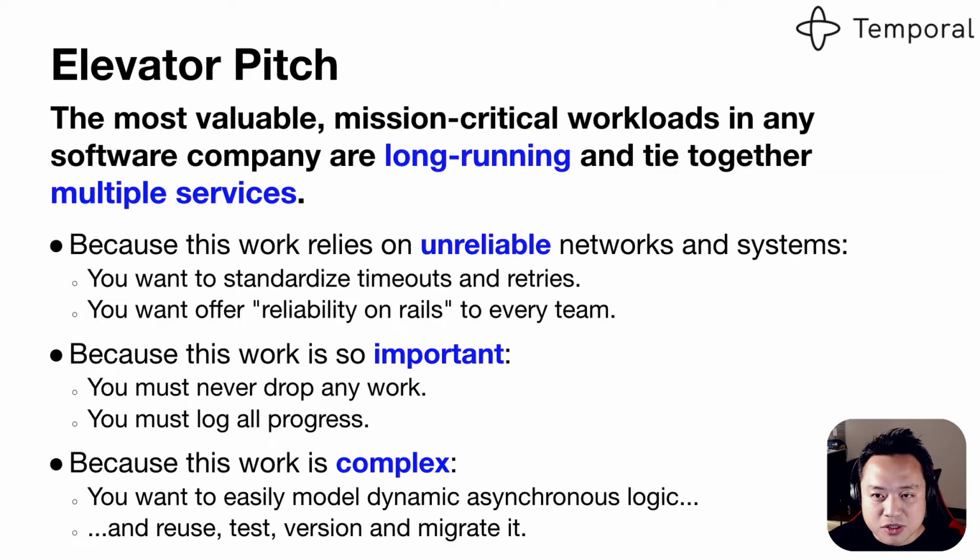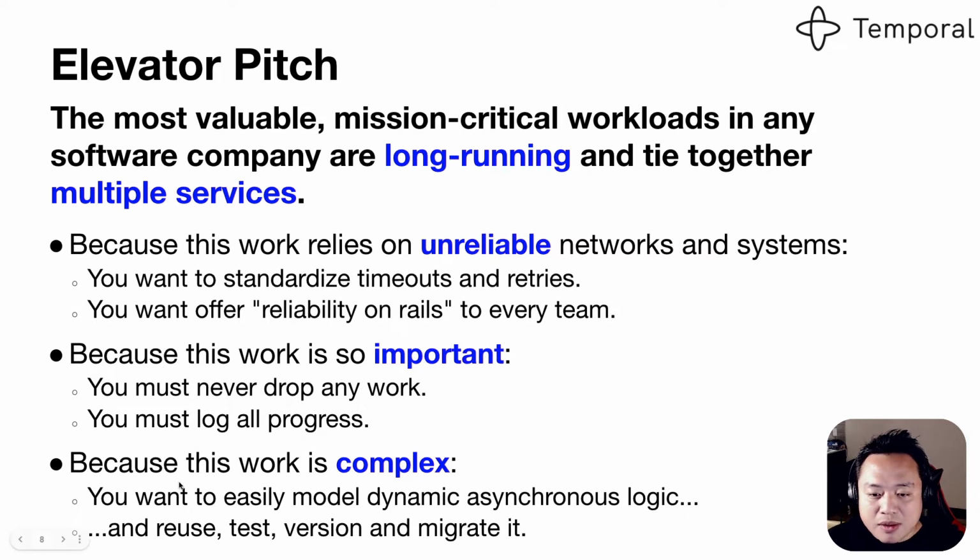So the elevator pitch overall is that the most valuable mission-critical workload in any software company is long-running and ties together multiple services. Because this work relies on unreliable networks and systems, you need a reliability layer on top of that. So you want to standardize timeouts and retries, and to make every team more productive, you want to offer reliability on Rails to every team. Because this work is so important, you must never drop any work. So everything must be persistent, and you must log all progress so you can have an immutable log of what happened when.